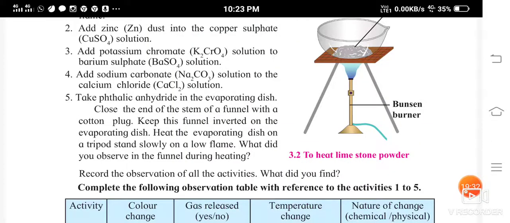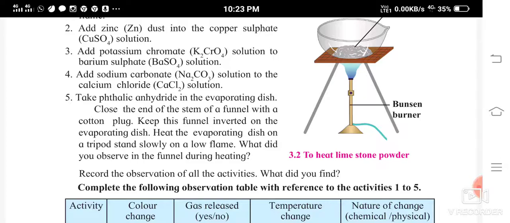See what you're going to do here. You're going to take phthalic anhydride in an evaporating dish. Then you're going to close the end of the stem of a funnel with a cotton plug. You're going to take a funnel, and the stem of the funnel is there. Now you're going to close it with a cotton plug. Now you're going to keep this funnel inverted on the evaporating dish.